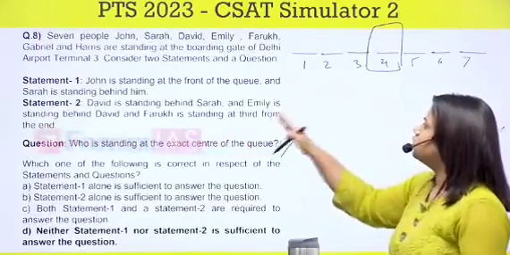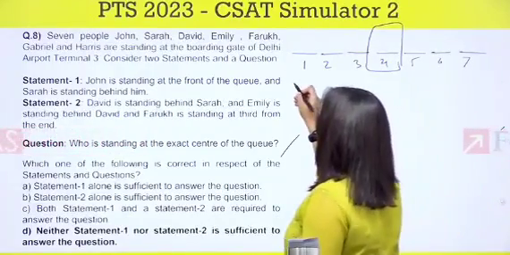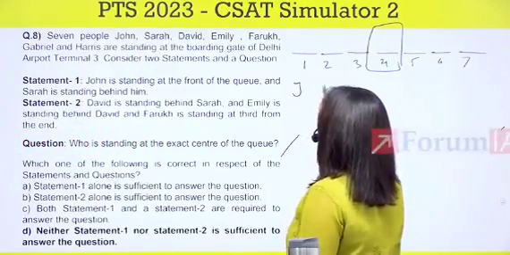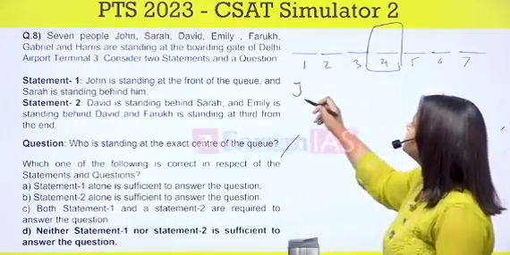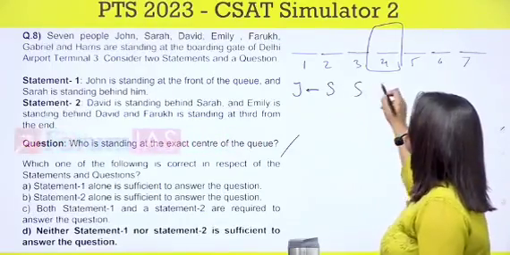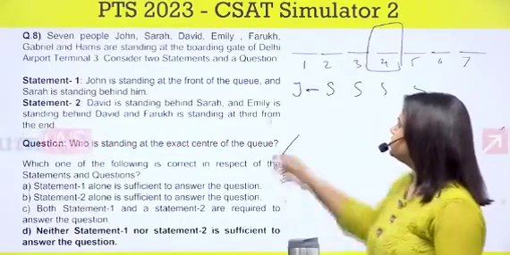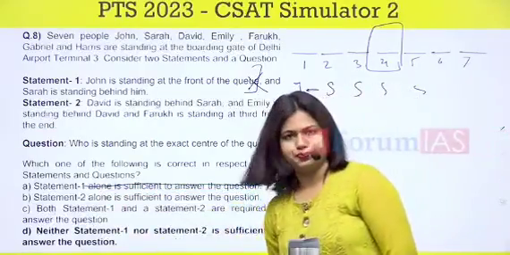I'm getting that John is standing at the front of the queue, right? So if John is standing at the front of the queue and Sarah is standing behind him, Sarah is standing behind him does not mean that Sarah is standing immediately behind him. Sarah can be here, here, here, here, wherever. So from statement 1 alone, I can't get anything. So this is not true.